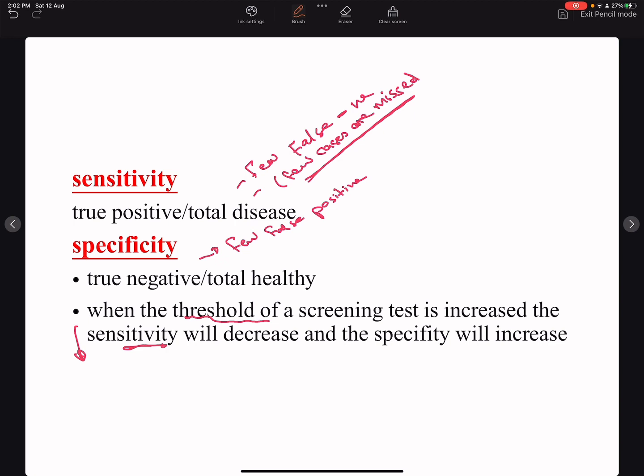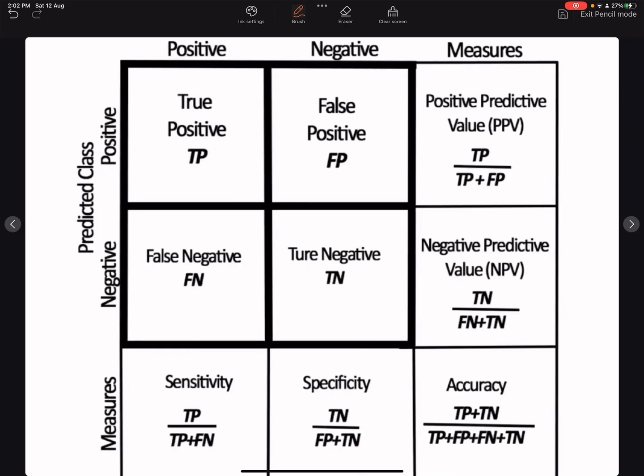Now, how are we going to calculate the sensitivity? Sensitivity is calculated by dividing the true positive by the total diseased. Total diseased means the true positive and the false negative. All of them are diseased. So we are going to divide the true positive by the total diseased.